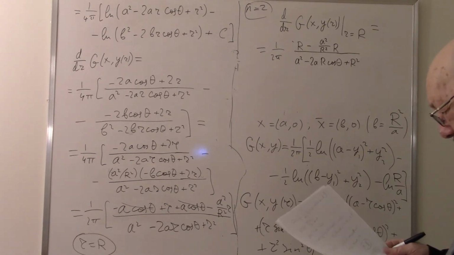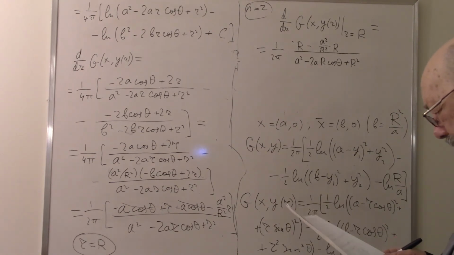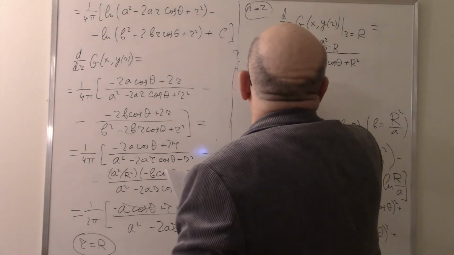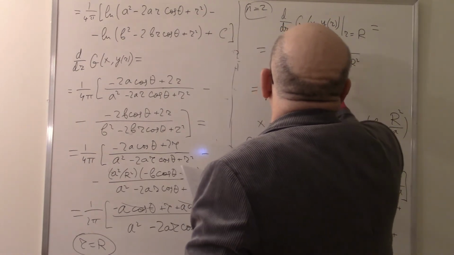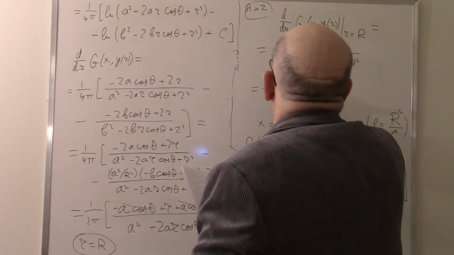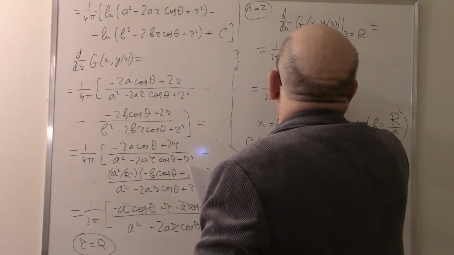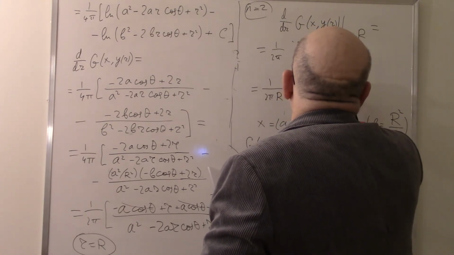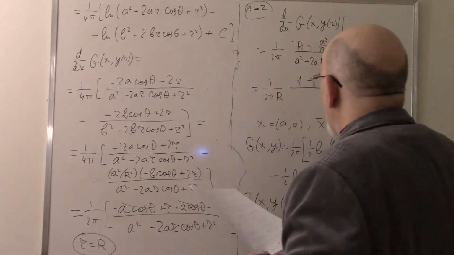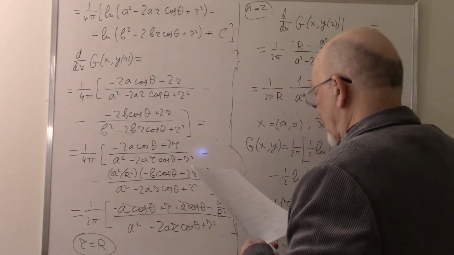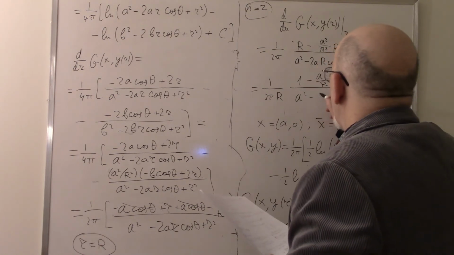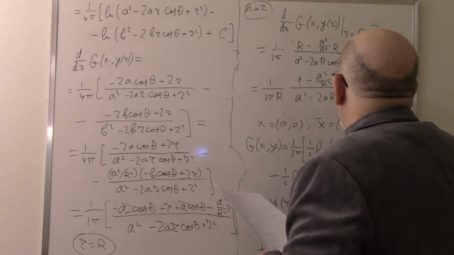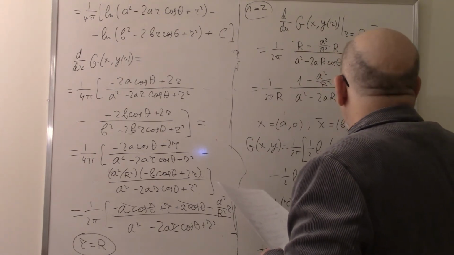And what remains here? Equals 1 over 2 pi. Let us put this r here. Then here 1 minus a square divided by r square. And here we have a square minus 2ar cosine theta plus r square.